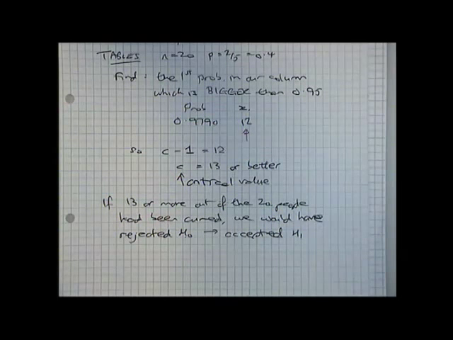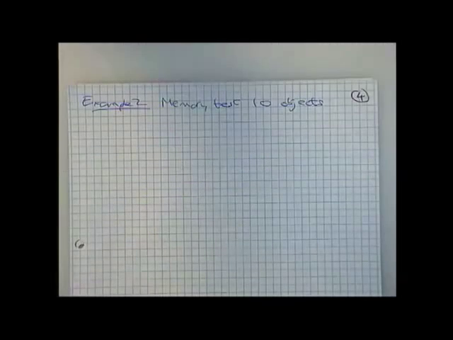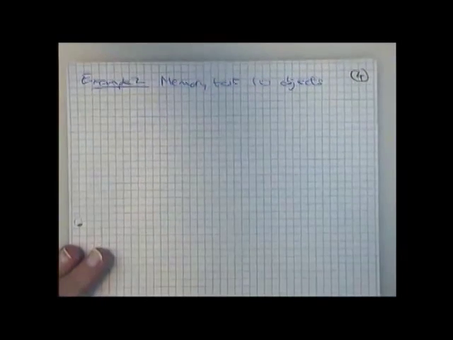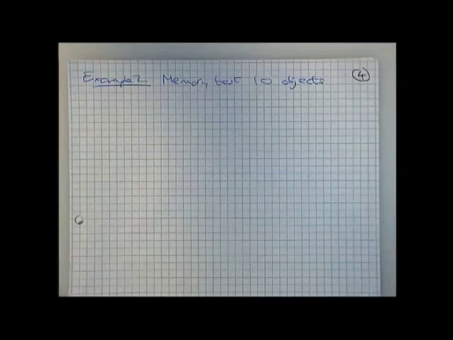So I'm going to pause the video there and we're going to move on to a different example. So this is the second example, the second scenario we're looking at. We've got a memory test with 10 objects. So maybe you're shown 10 objects on a tray.